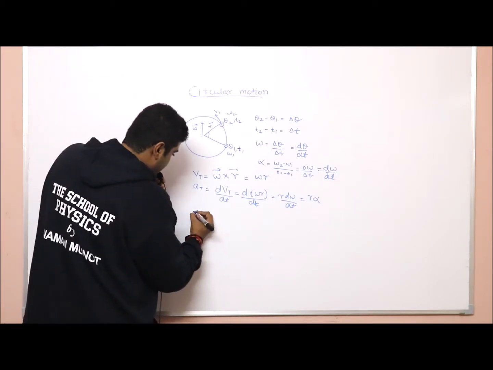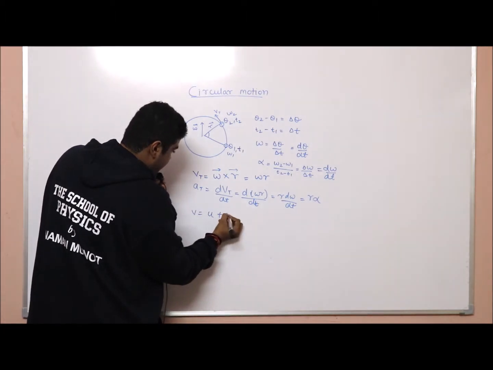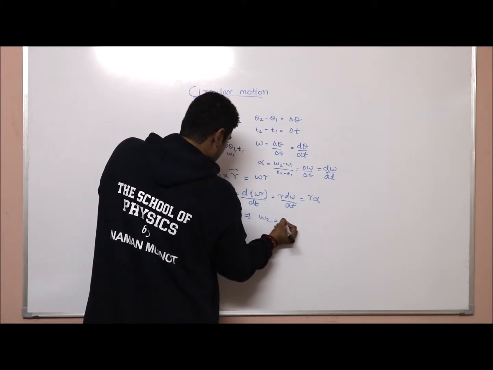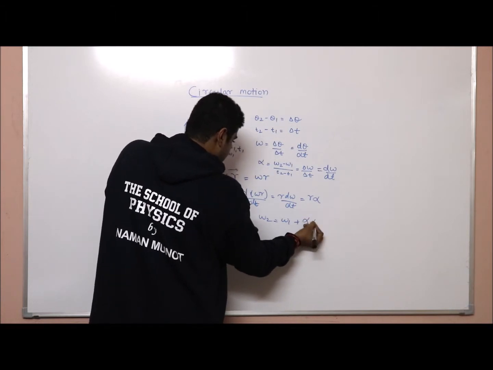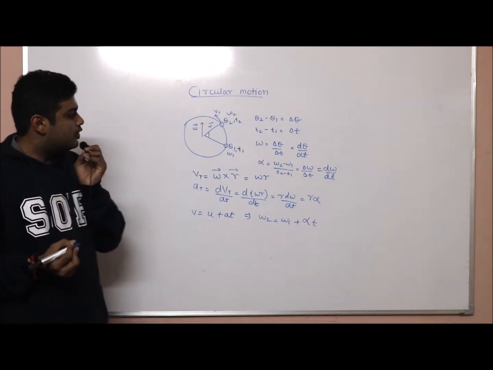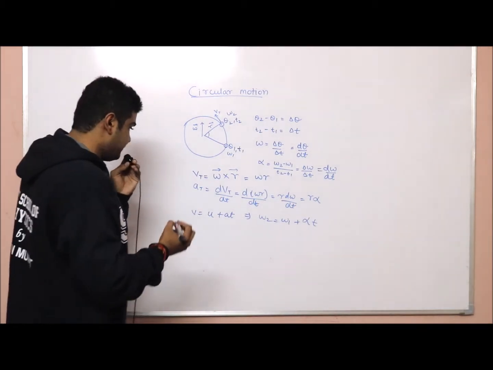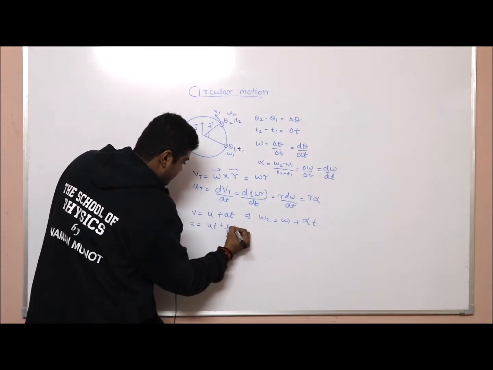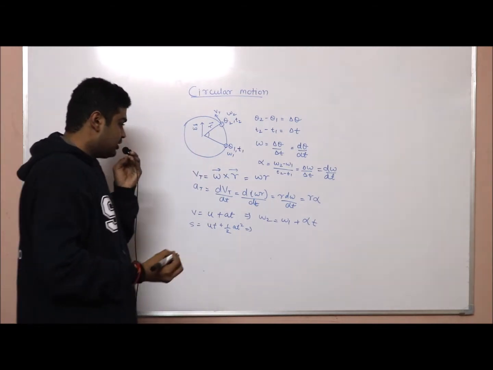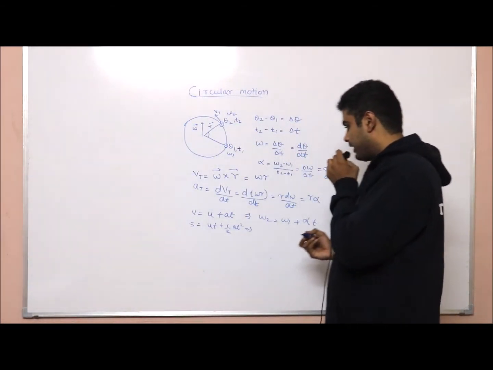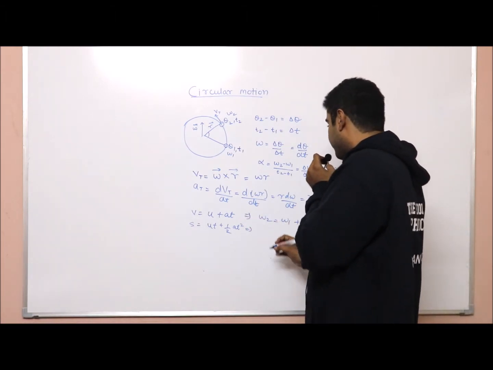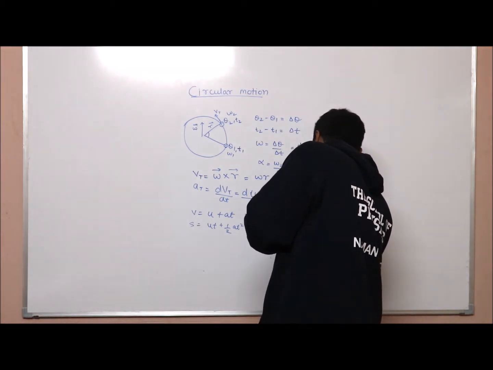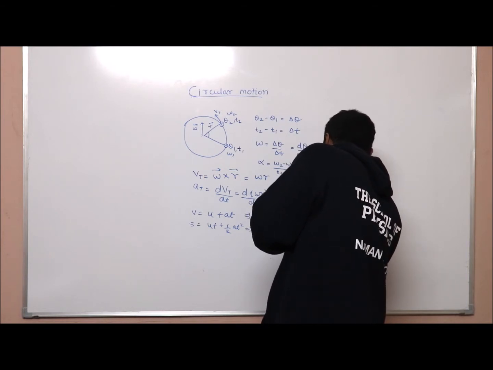When we had v is equal to u plus at, here this converts to omega 2 is equal to omega 1 plus alpha t. Then we had s is equal to ut plus half at square. So here we can write theta is equal to omega 1 into t plus half alpha t square.